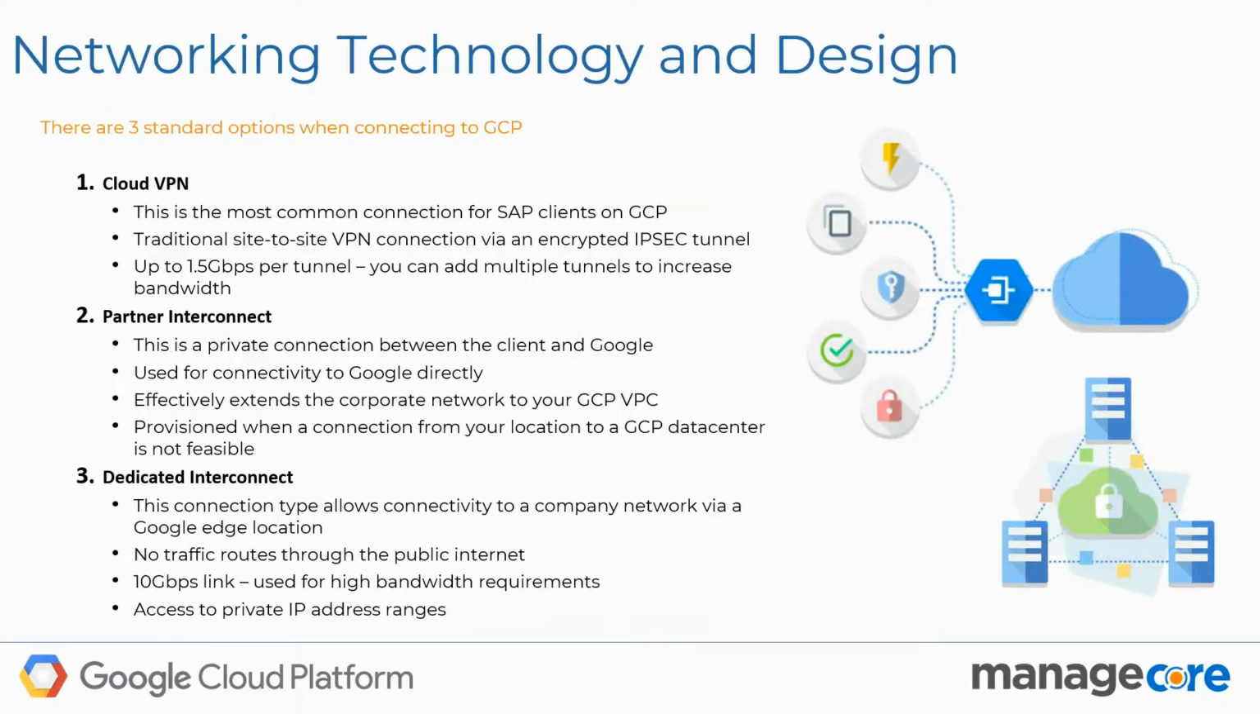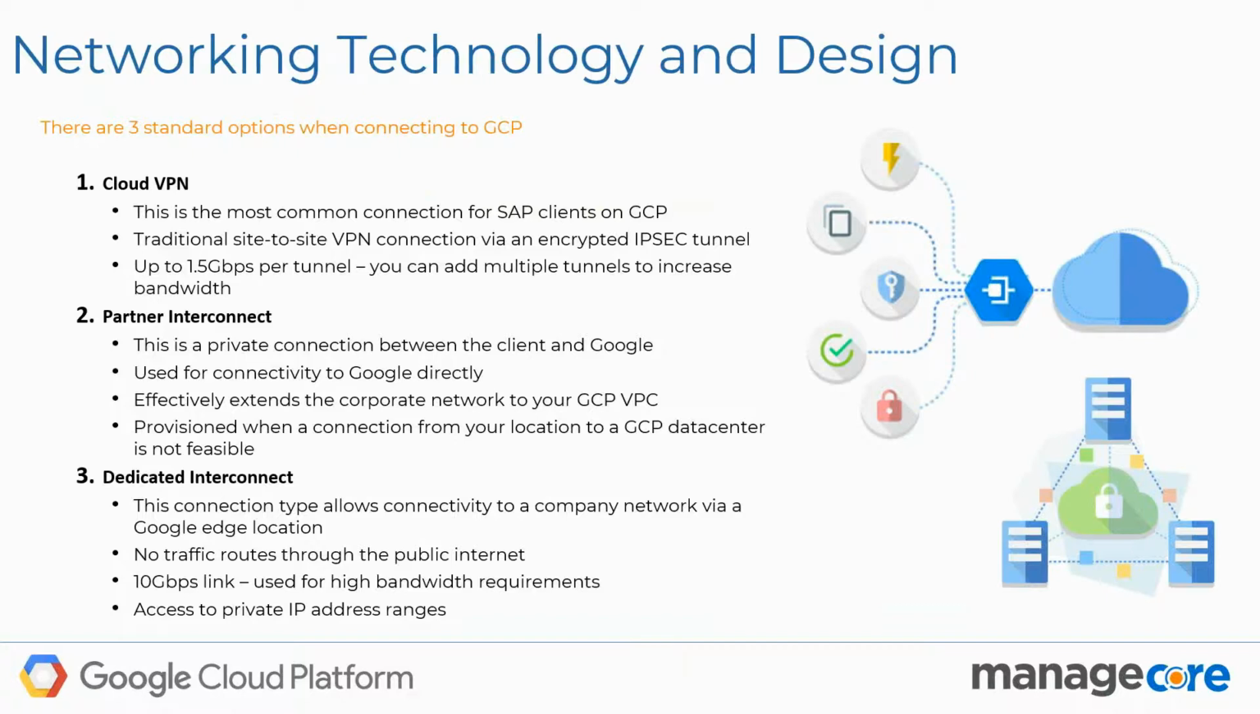Now to discuss network design and technology. The most common network technology used to connect to GCP is a cloud VPN. This is your traditional IPsec tunnel and is the quickest way to make a connection back to GCP. Now, although it does traverse the internet, an IPsec tunnel is secure, and within GCP, it allows you to do up to 1.5 gigs per tunnel.